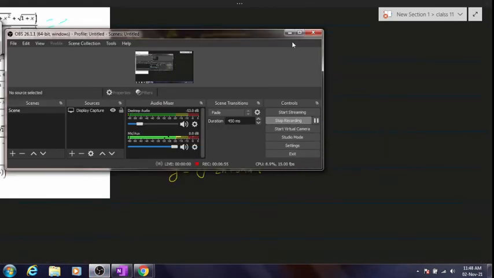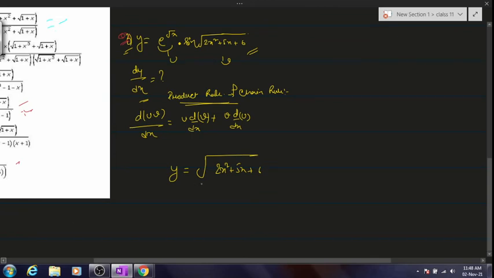Very carefully, okay? Students to whom I teach derivatives, they understand it really well. This is chain rule, and you should know that the derivative of root x, d/dx of root x, is given by 1 by 2 root x. Till this much, is it clear, yes or no? d/dx of root x is 1 by 2 root x. Clear?